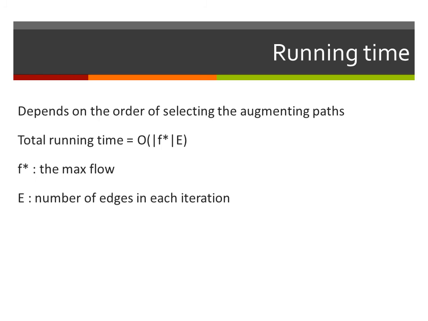The running time of the algorithm depends on the order of selecting the augmenting paths. Each iteration takes E time, where E is the number of edges in the network. The flow value increases by at least 1 at each iteration. Therefore, the max flow value represents the maximum number of iterations possible. Thus, the running time must be O of the product of max flow and the number of edges.